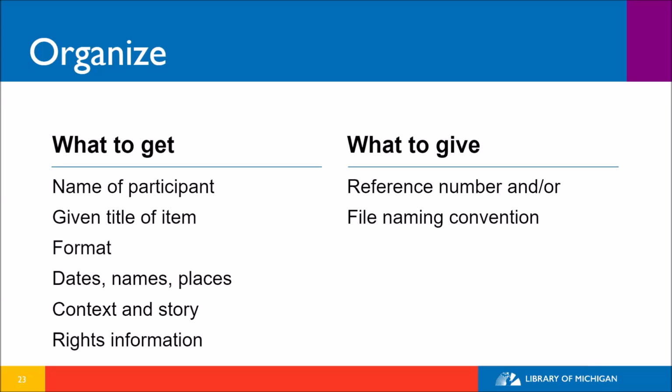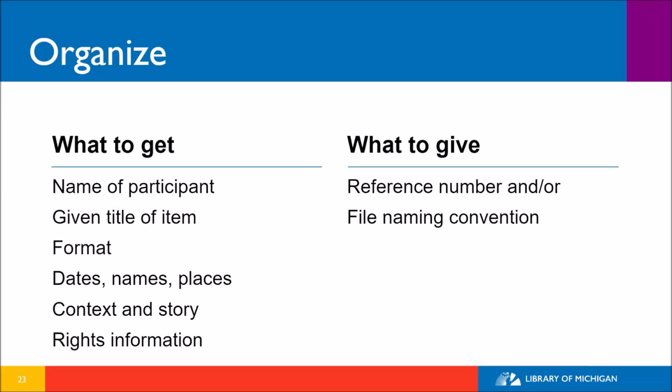Things that you're going to want to capture are, obviously, the name of the participant, which you'll have in their initial registration form, a given title of the item, if you have that, or a title that they want to give. You want to record its format and some descriptive information like the dates, names, places, who created it, stuff like that.